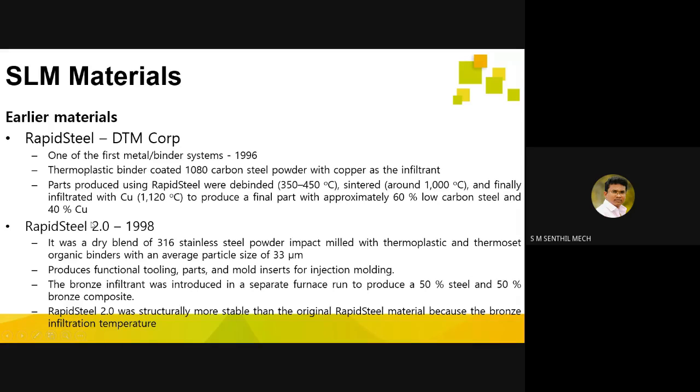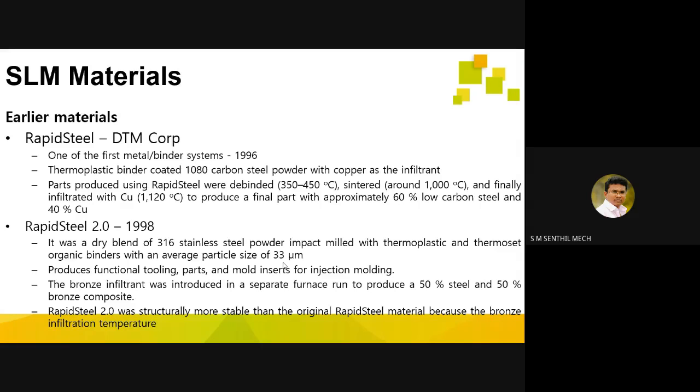60 will be the steel powder and 40 will be the copper. I hope everybody knows this. This material was then upgraded; the next version is Rapid Steel 2.0, which was introduced in 1998 by the same company, DTM Corp. It was a dry blend of stainless steel powder. Earlier it was a carbon steel powder, now it is a stainless steel powder with thermoplastic and thermoset organic binders, with an average particle size of 33 micrometers. 33 microns. So look at how fine the powder particles are.